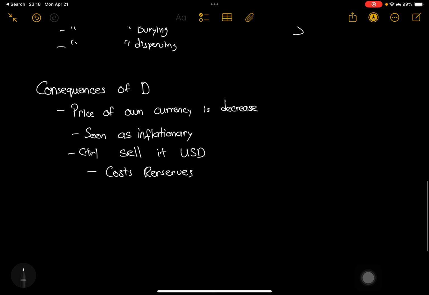And this is where the idea of a reserve comes in. And okay, let me get back to this, and let's talk about consequences of S. So consequences of surplus.